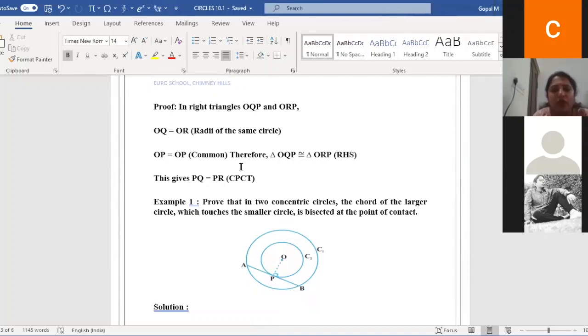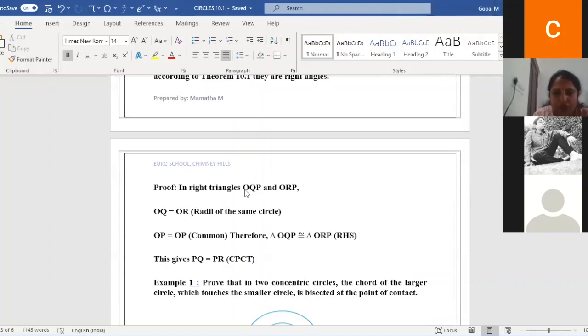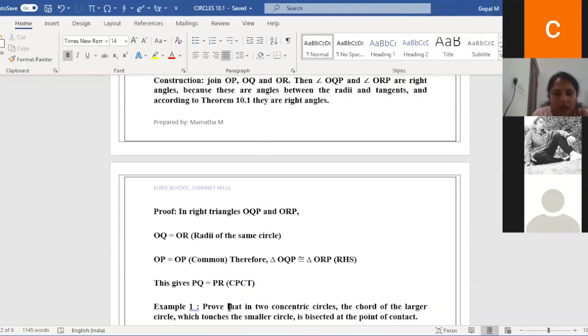This is the important theorem. Hardly they'll give it for 3 marks. The previous one, OP perpendicular to the tangent, they'll give for 2 marks. These are the only two theorems you can expect from the circle chapter. Am I clear, children? Yes, ma'am. Now just read this question.